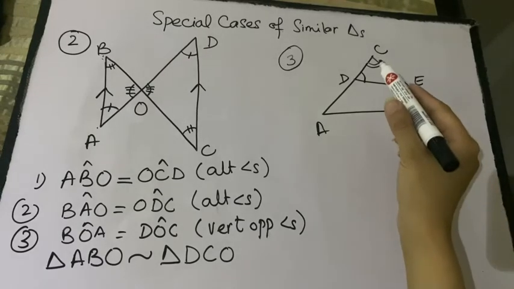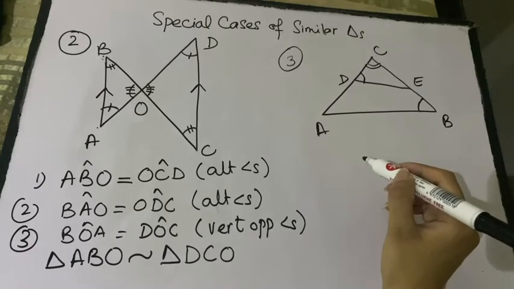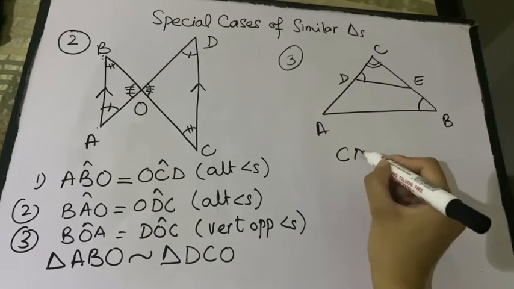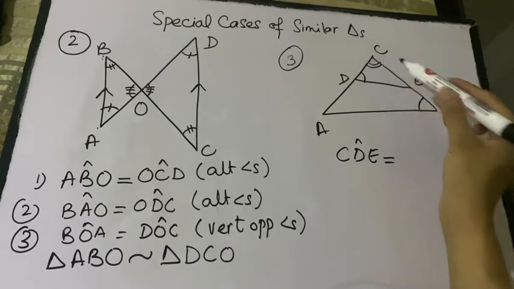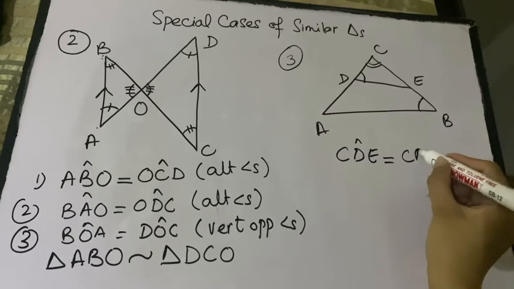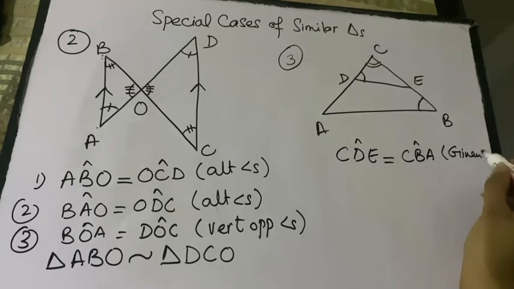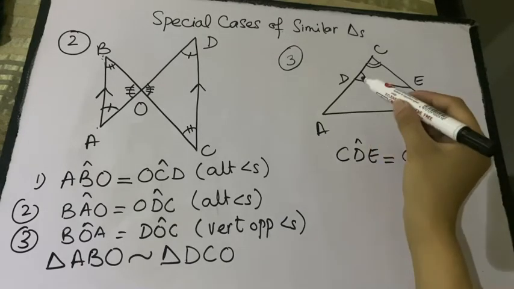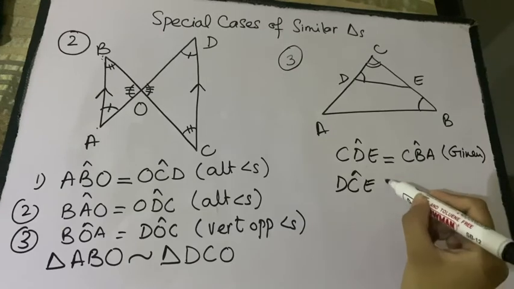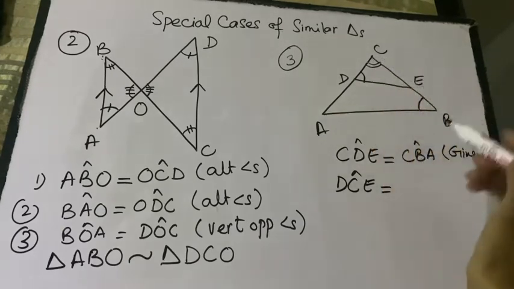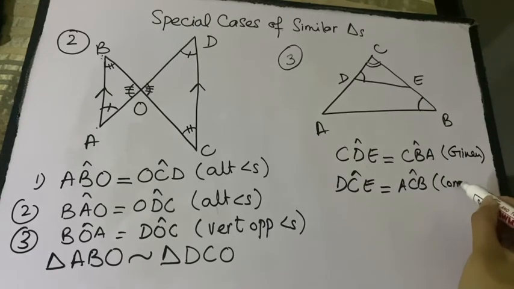So how are you going to write? Angle CDE is equal to angle CBA. Why? Because it was given. So you have to write the reasons. Angle DCE is equal to angle ACB, common angle.